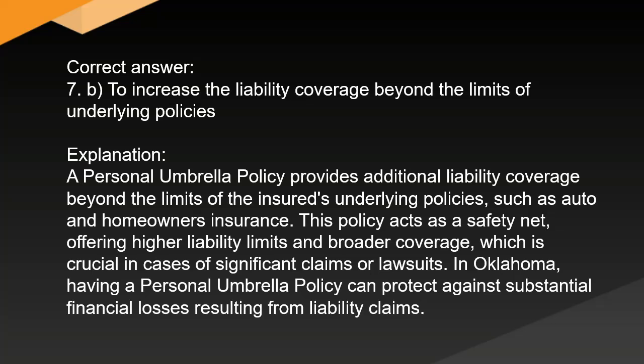Correct answer. B. To increase the liability coverage beyond the limits of underlying policies. Explanation. A personal umbrella policy provides additional liability coverage beyond the limits of the insured's underlying policies, such as auto and homeowners insurance. This policy acts as a safety net, offering higher liability limits and broader coverage, which is crucial in cases of significant claims or lawsuits. In Oklahoma, having a personal umbrella policy can protect against substantial financial losses resulting from liability claims.